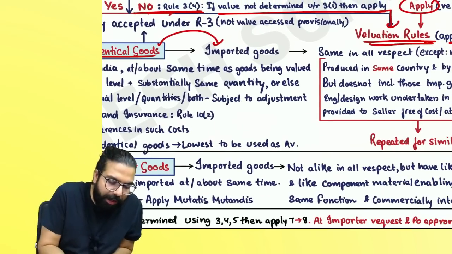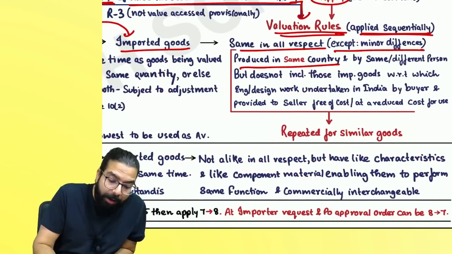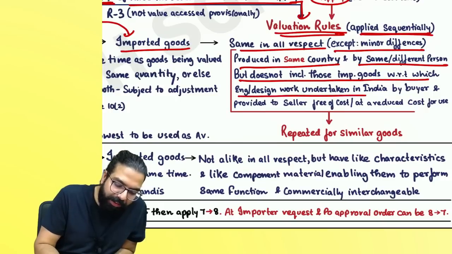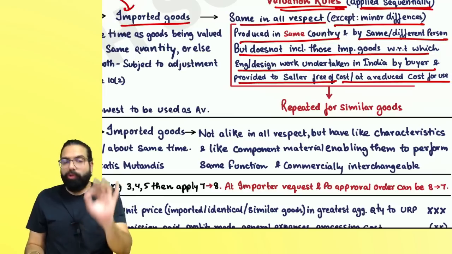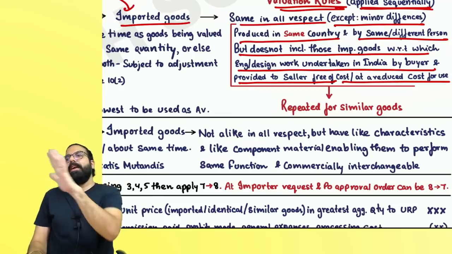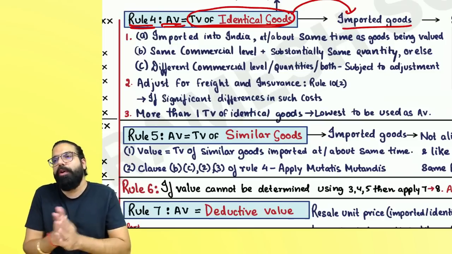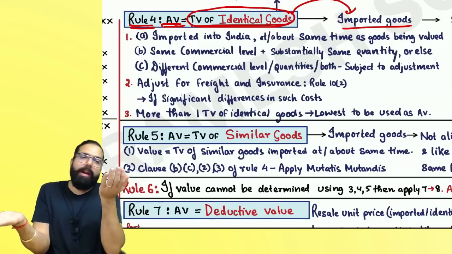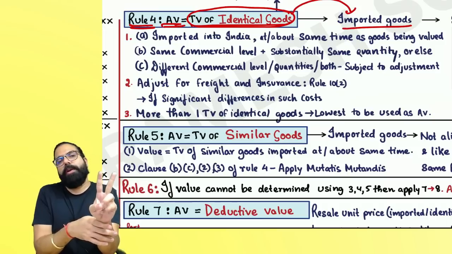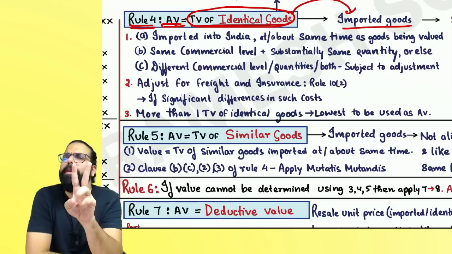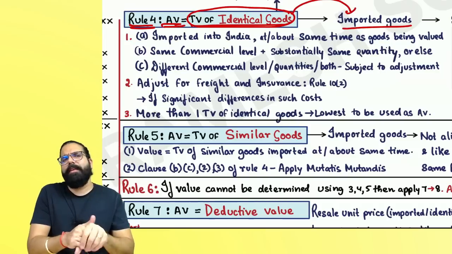Are we clear, everyone? So it says over here, identical goods means imported goods which are the same in all respects except minor differences, produced in the same country by the same or a different person, but does not include those goods for which design and engineering was undertaken by the buyer and provided to the seller free of cost or at a reduced cost. So those will not be identical goods for which design and engineering was undertaken in India. Identical goods means imported goods, same in all respects, same country, same person or different person.